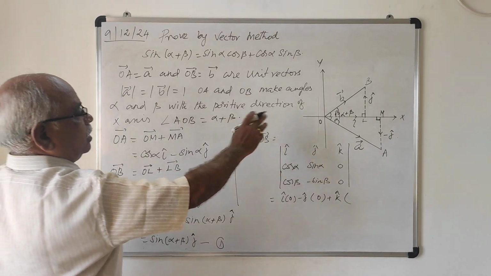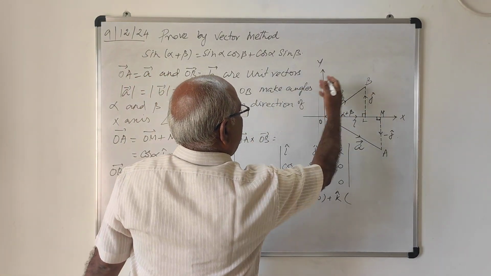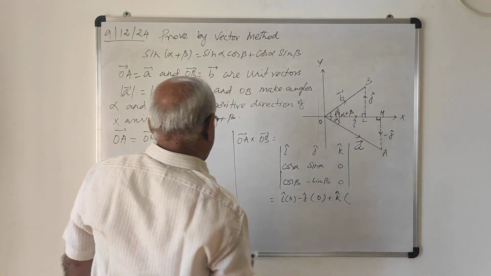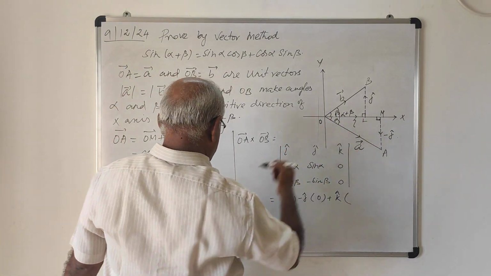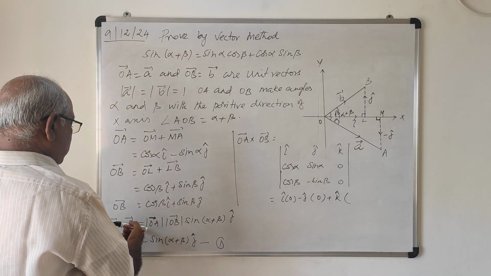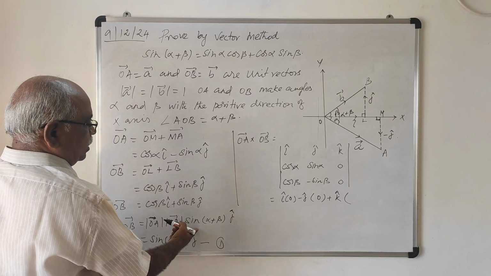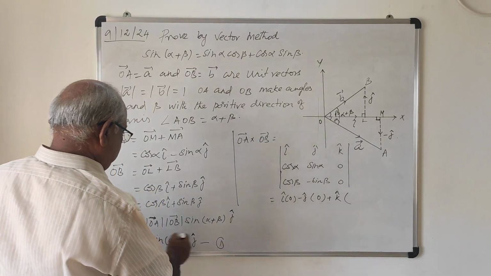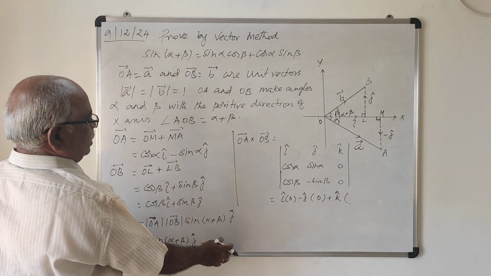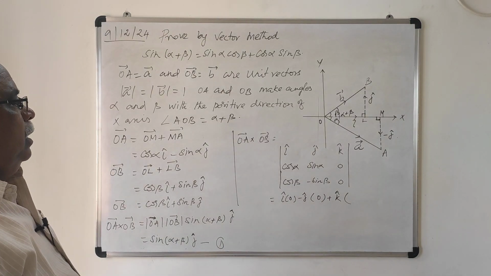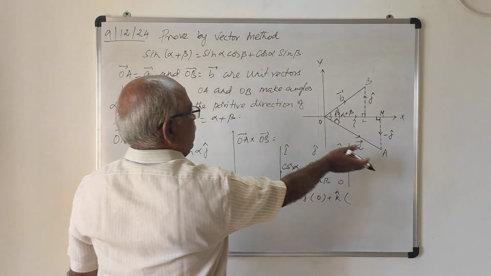OA cross OB is A cross B, in the anti-clockwise direction, and the unit vector perpendicular to both A and B is J. Therefore OA cross OB is mod OA into mod OB into sin alpha plus beta into J. This is sin alpha plus beta into J. This is equation 1.